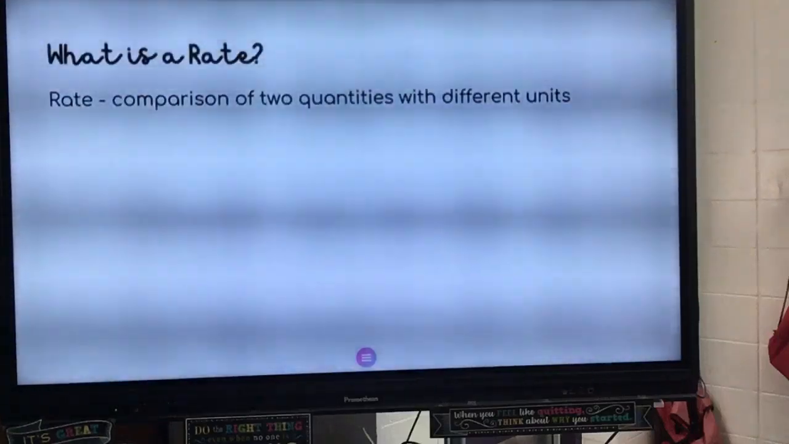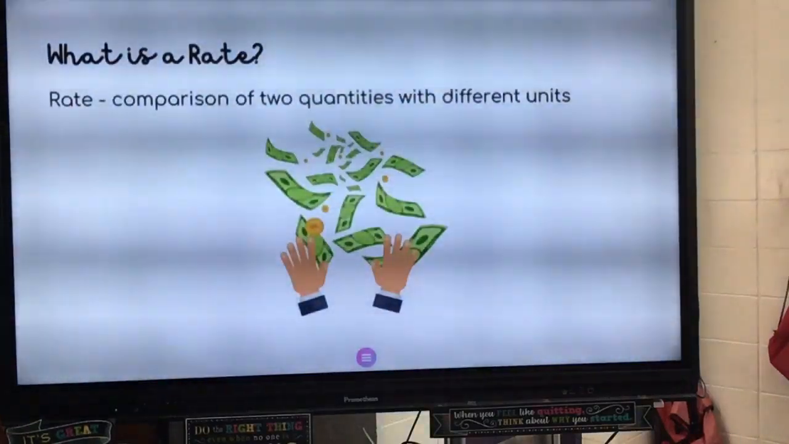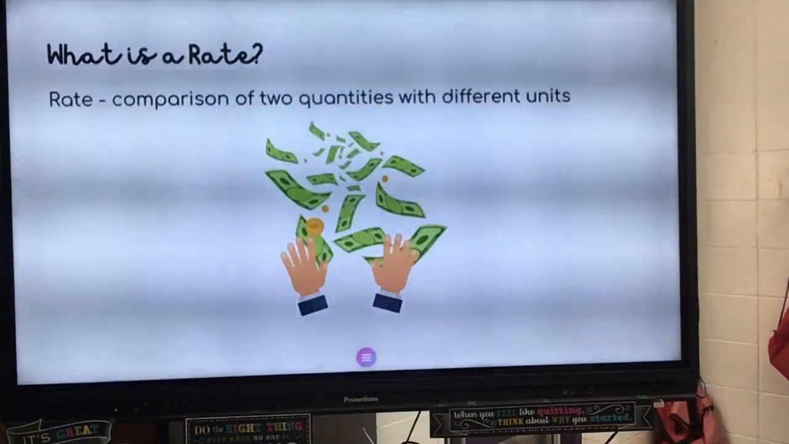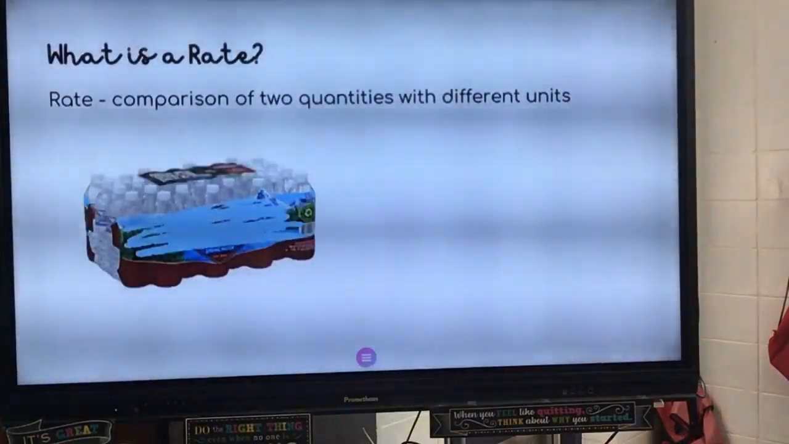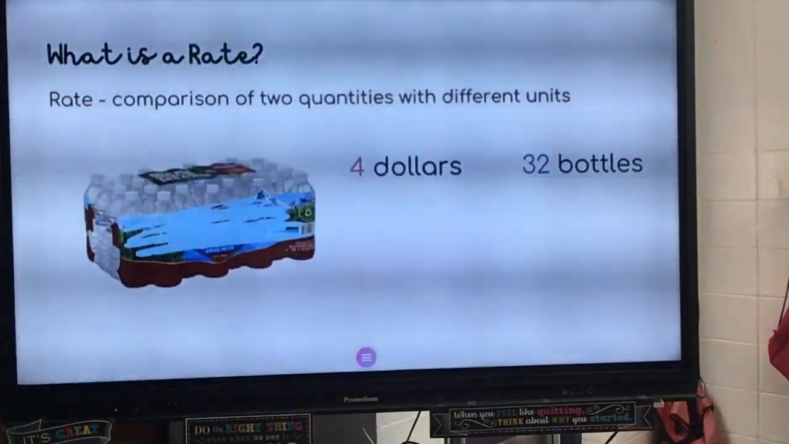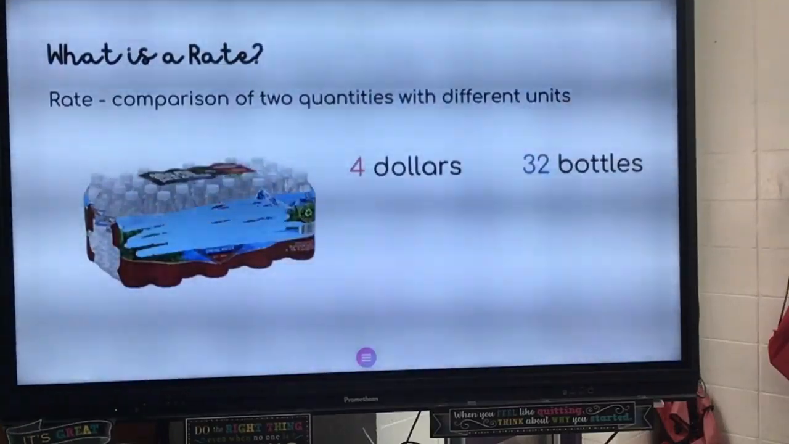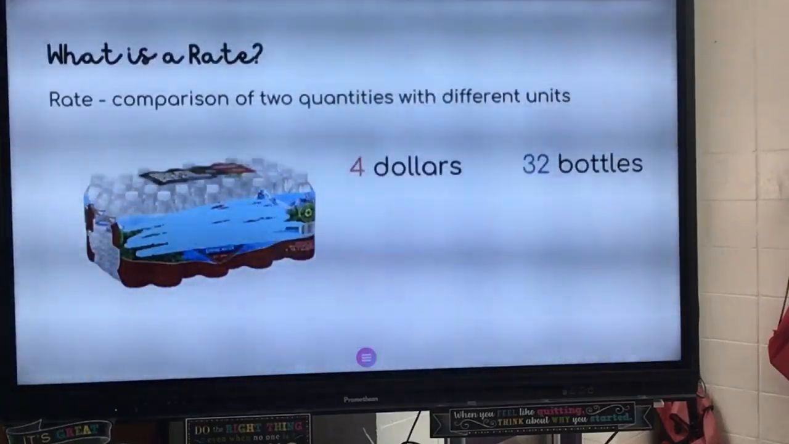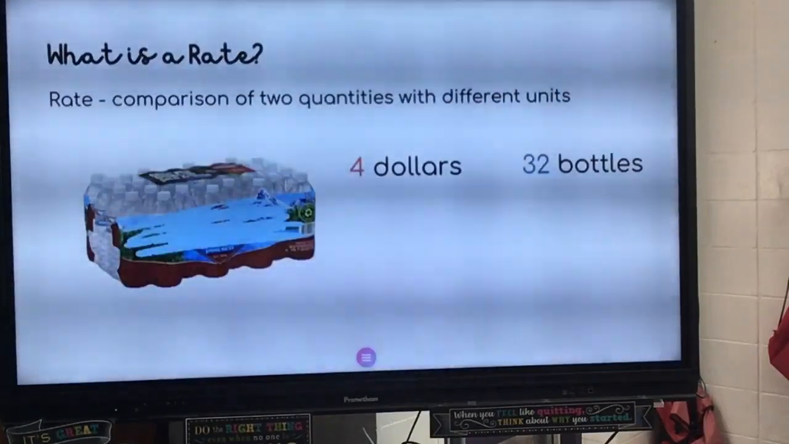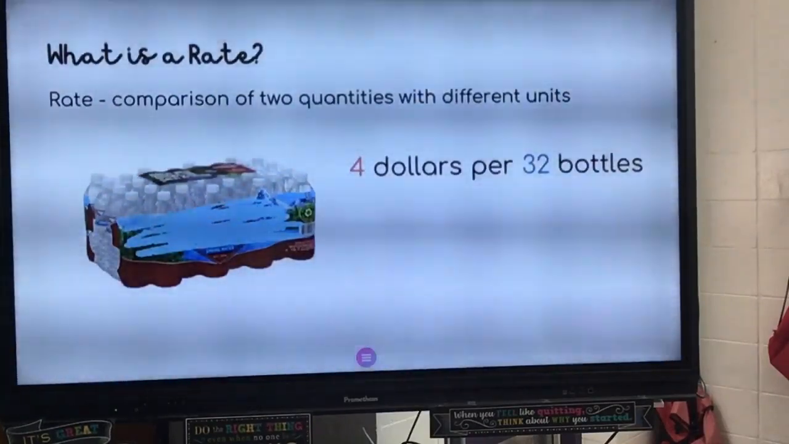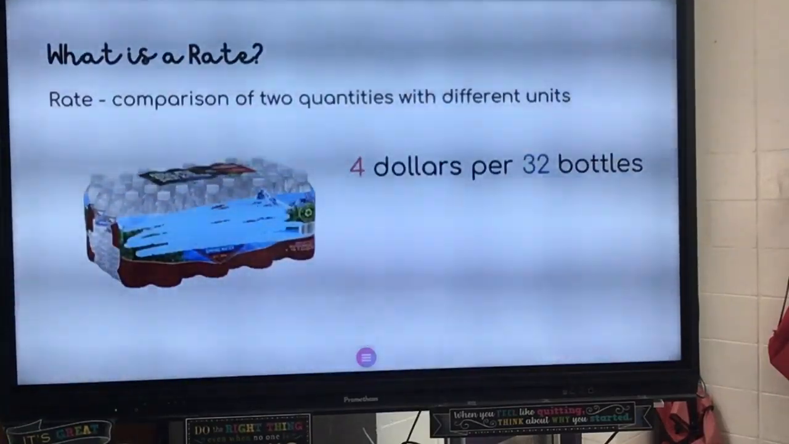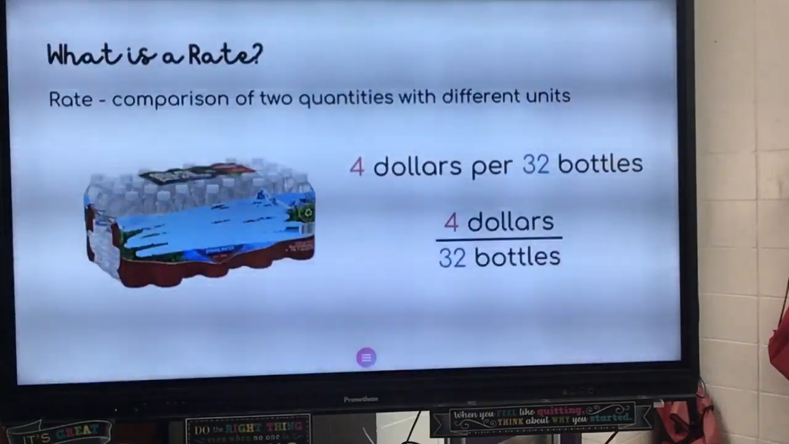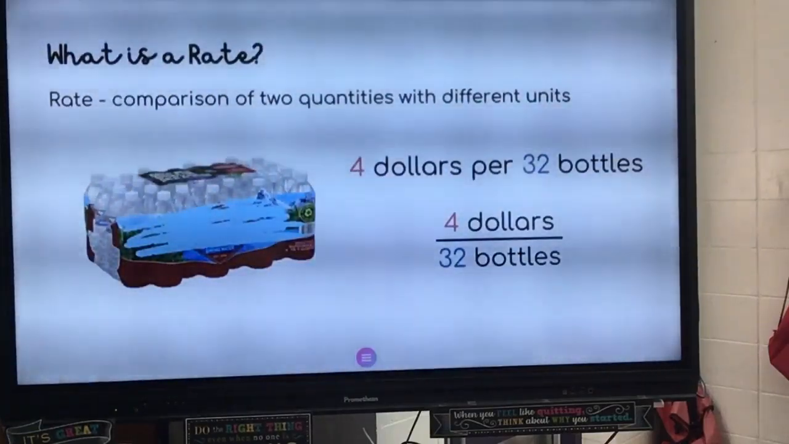You'll also commonly see rates that include money. For example, if you're at a store buying one of those huge packs of bottled water, let's say it costs $4 to buy a pack of 32 water bottles. So written as a rate, we have $4 per 32 water bottles, which we can also write as $4 over 32 water bottles.